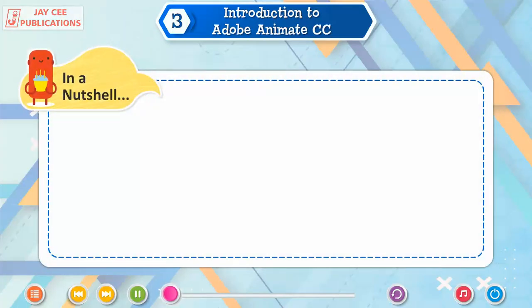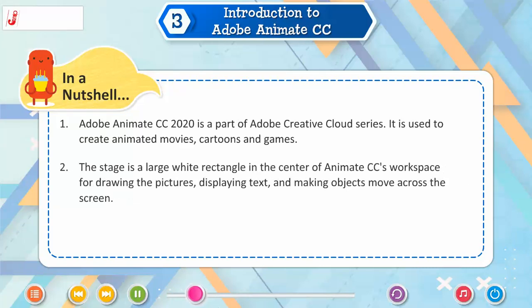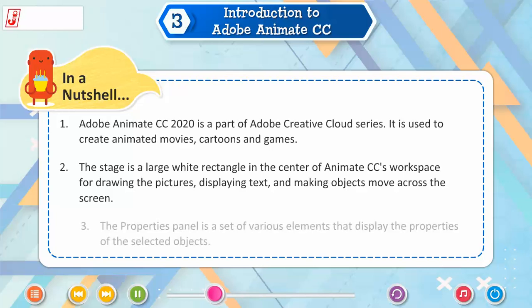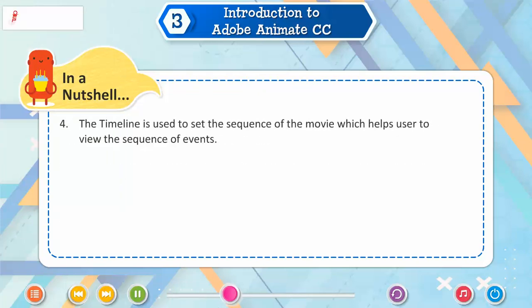In a nutshell, Adobe Animate CC 2020 is a part of Adobe Creative Cloud series. It is used to create animated movies, cartoons, and games. The stage is a large white rectangle in the center of Animate CC's workspace for drawing the pictures, displaying text, and making objects move across the screen. The Properties panel is a set of various elements that display the properties of the selected objects. The timeline is used to set the sequence of the movie, which helps user to view the sequence of events.